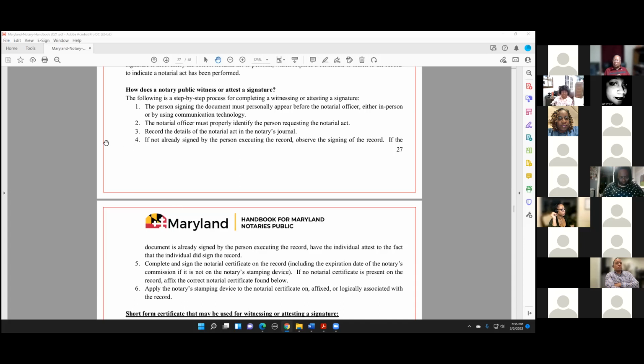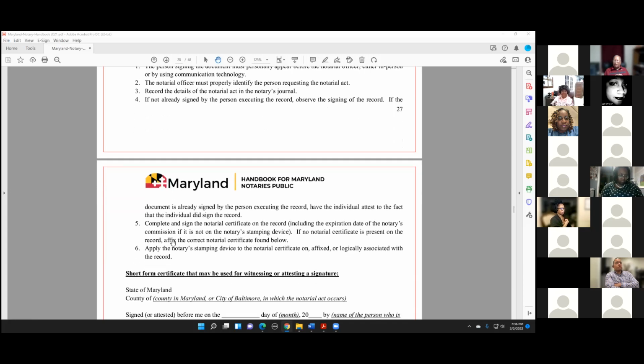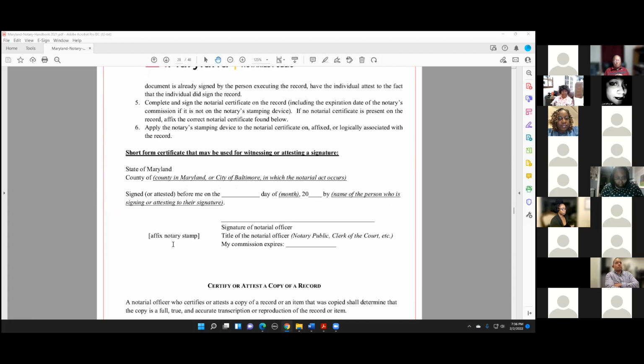And if you notice, remember when we looked at the other two notarizations, number 4 is really the same as 1, 2, and 3. If not already signed, those are the steps. And then you come down here and see what else is showing. So let's look at the wording, which we just did, but it actually says, it doesn't say acknowledge, does it? It doesn't say swear or affirm. It says signed or attested before me.